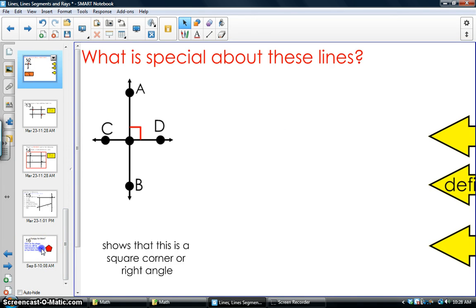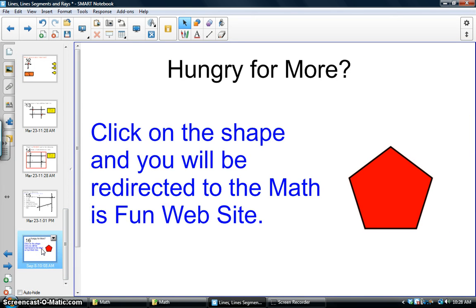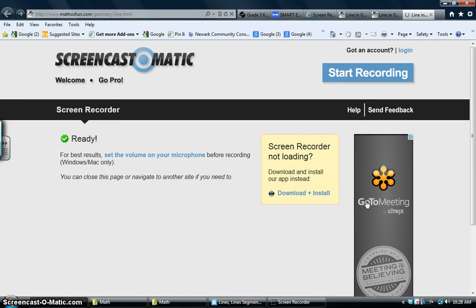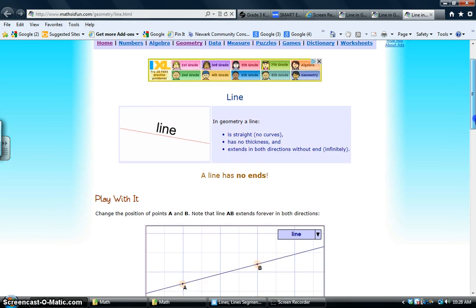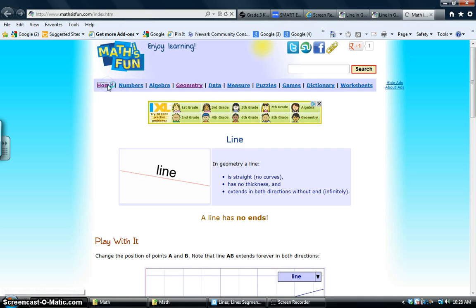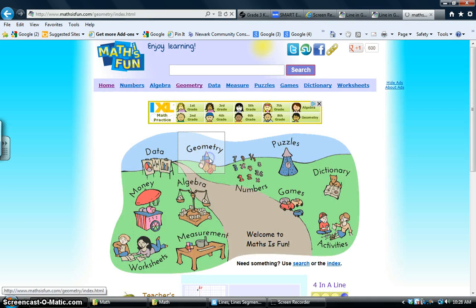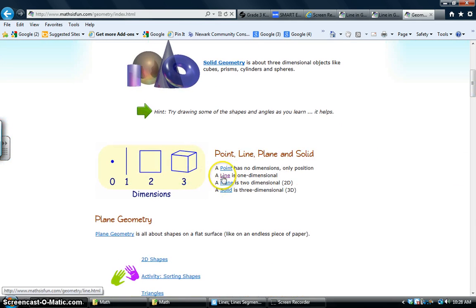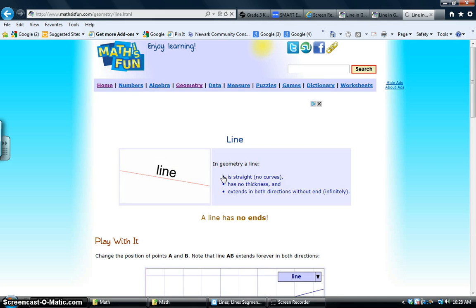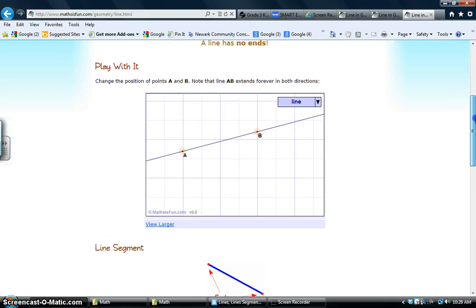And this brings us to our last slide in the sequence. If you're hungry for more, you can go to mathisfun.com, and the link redirects you to the line section, again, if you go to Home and Geometry, and I'm going to scroll down and click on Line. There is an interactive part again.